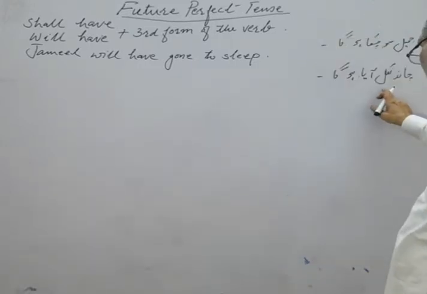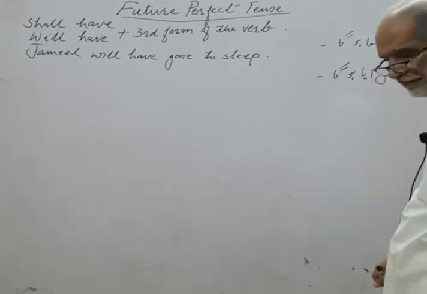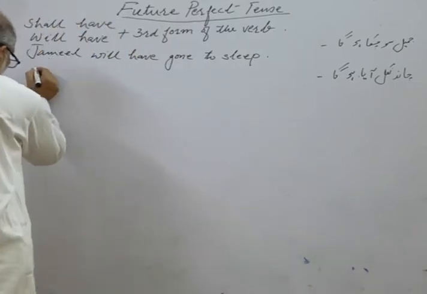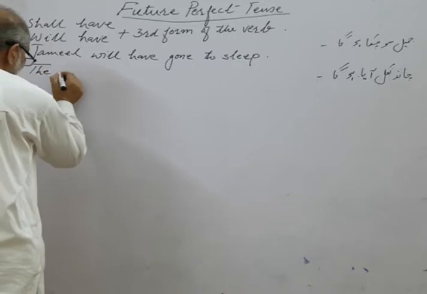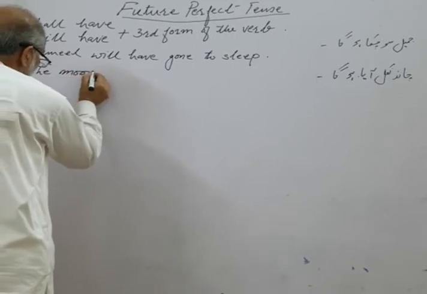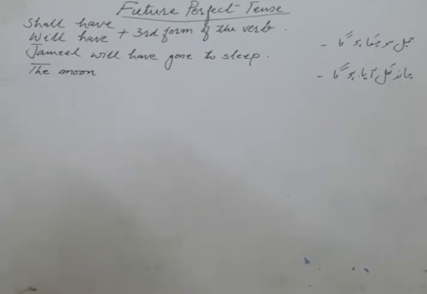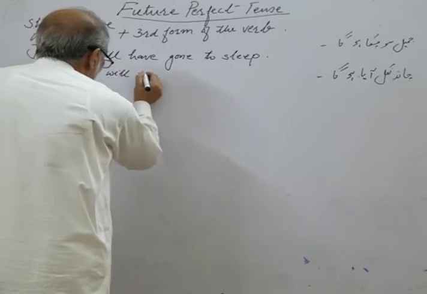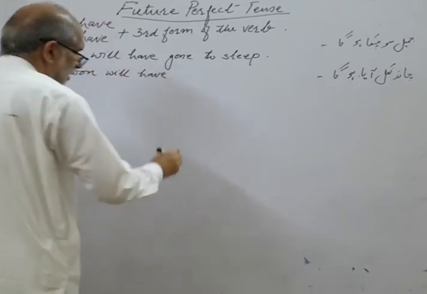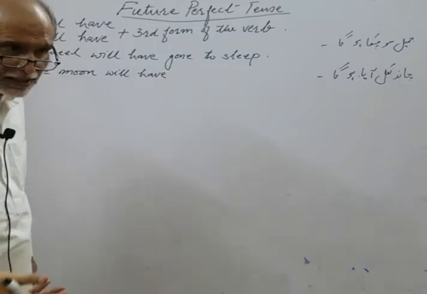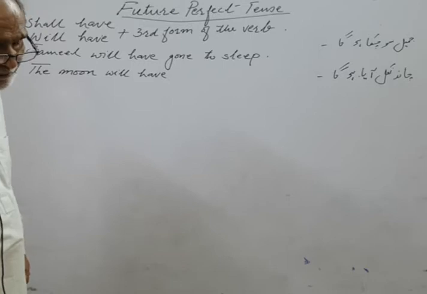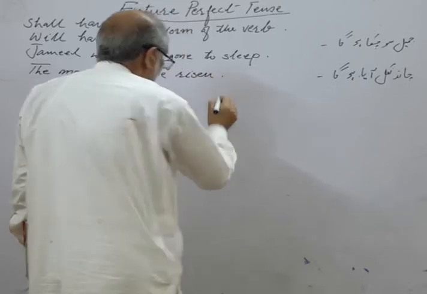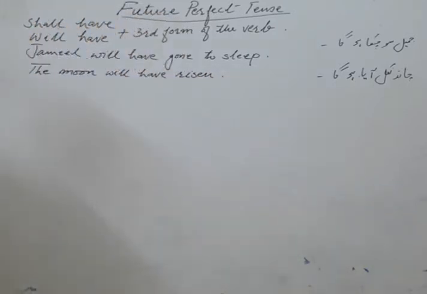चांद निकल आया होगा. शाबाश बेटे, the moon. मून नहीं, हेवनली बॉडीज के साथ हम द लगाते हैं. The moon will have. निकलने का क्या बताया था आपको, rise, rise, rose, risen. The moon will have risen.